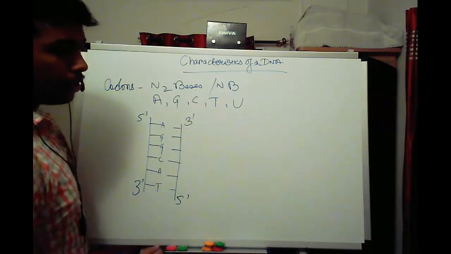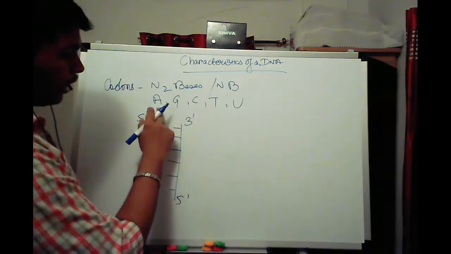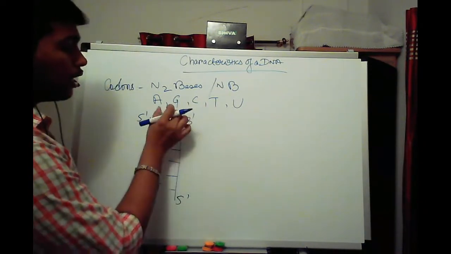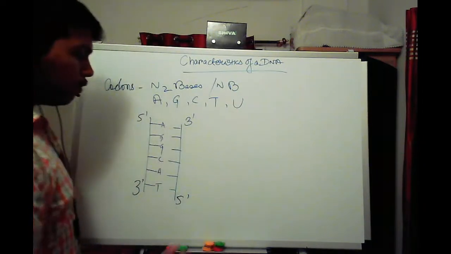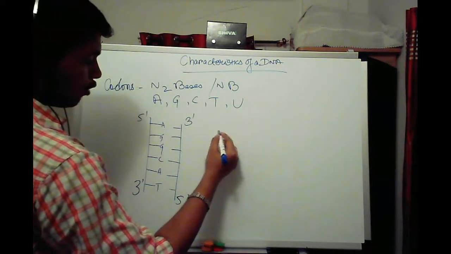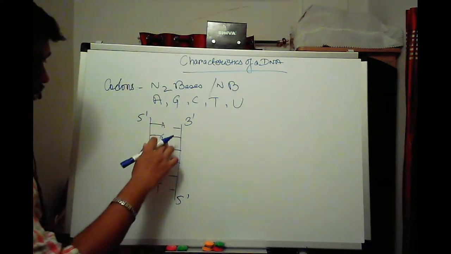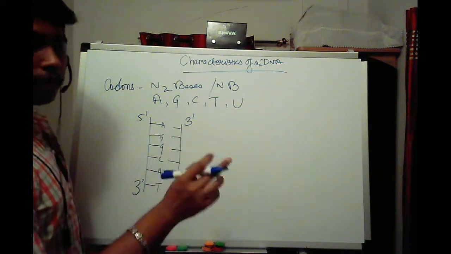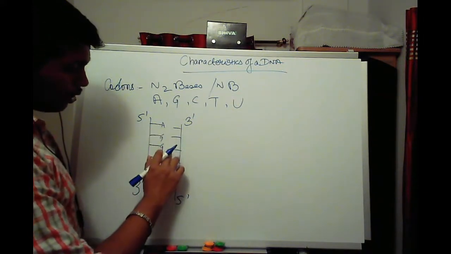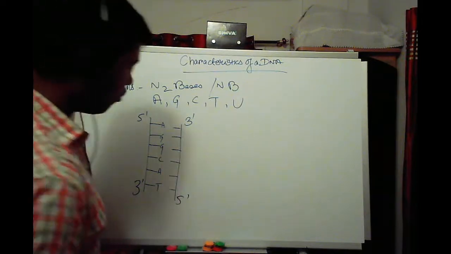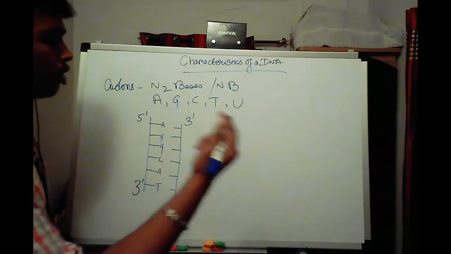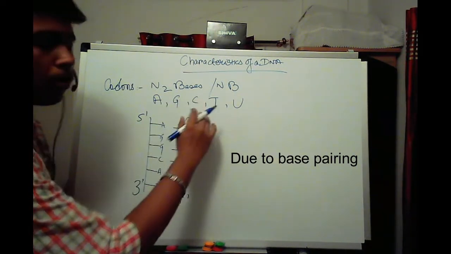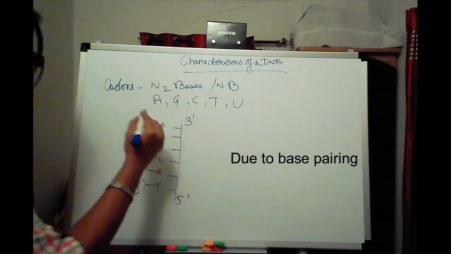A pairs with T. G pairs with C. A again pairs with U in RNA. So we know that when there is one strand, with its own codons, we can always find out the codons present in the other strand, because these codons are opposite to each other.